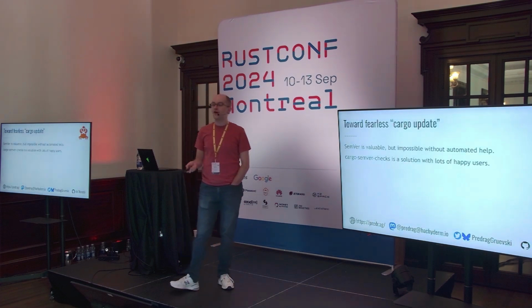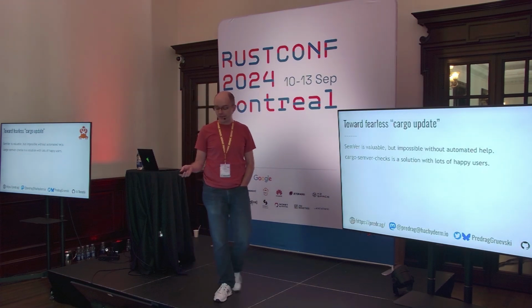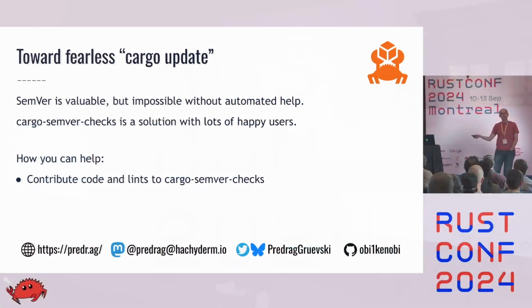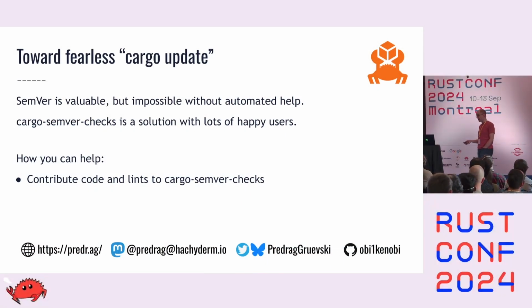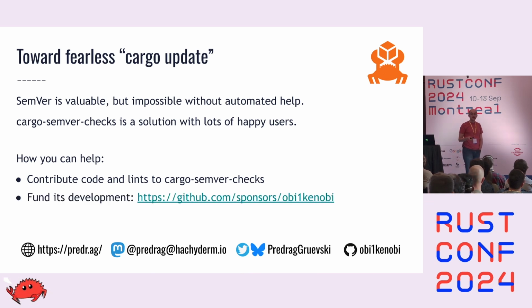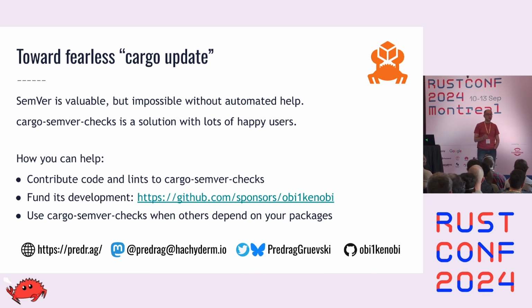So if I've convinced you of all of this, there are a few things that you could do to help. First, you could contribute code and lints to cargo-semver-checks, and that would be amazing. There's a lot of functionality that cargo-semver-checks doesn't currently have, and it should. Second, you could help fund its development. We have GitHub sponsors, and every dollar contributed really goes a long way. And finally, especially if other people depend on your crates, please use cargo-semver-checks. It will save both you and your users a lot of headache.